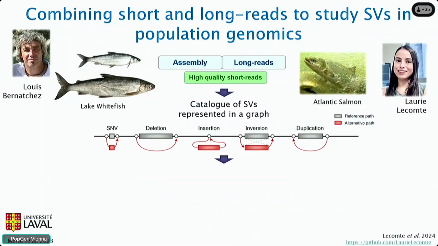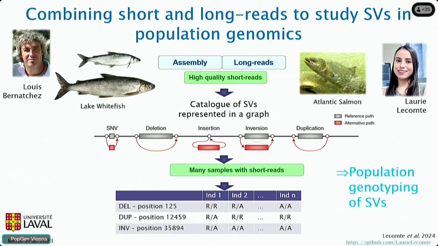So one solution we came up with, which maybe is not the best, but it's doable at that time, is to build a graph representing the variants that we're detecting with assembly and long read. On this graph, you would have bubbles that represent inserted sequence, for example. And you can map the short reads on the graph. And based on that, you can call for each variant what is the genotype for the different individuals, which helps doing population genetics on structural variants.